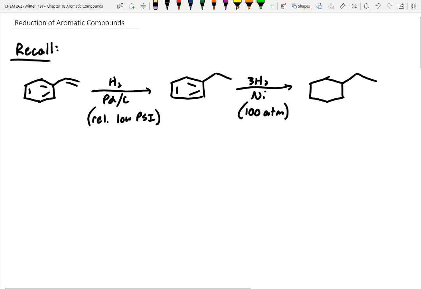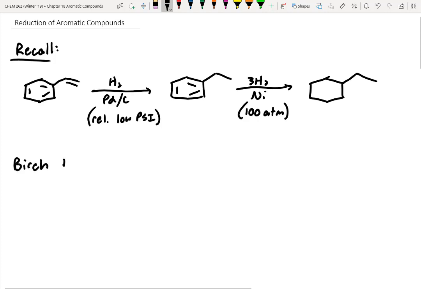So you could look at the enthalpy of the hydrogenation and study it from a physics point of view. It's not really synthetically used very often. However, there is another reaction that is used a lot more often, and this is called the Birch reduction.